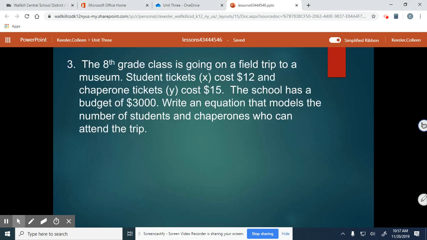So the 8th grade class is going on a field trip to a museum. Student tickets cost $12 and chaperone tickets cost $15. The school has a budget of $3,000. Write an equation that models the number of students and chaperones who can attend the trip. So simple for the first part, $12 per student is 12x plus 15 per chaperone is 15y for a total of $3,000. So that part's done. We have our equation.